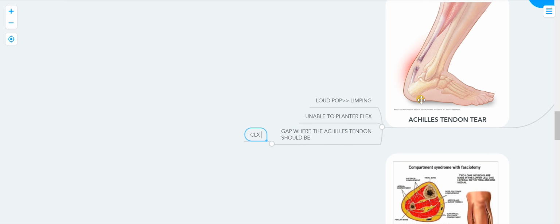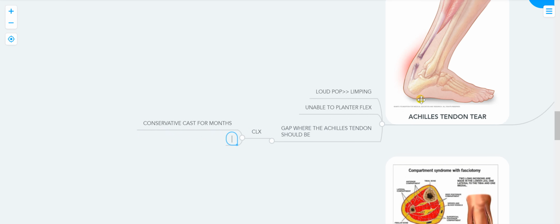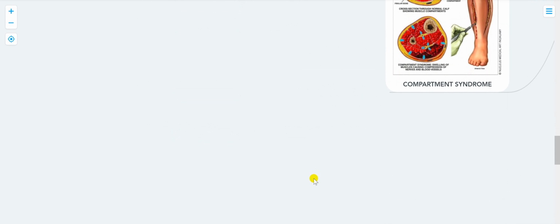Usually clinical. How do you treat them? You can do conservative management, which is casting for months, or you can do surgery, which takes weeks, if you want aggressive management. Okay, so this is basically the Achilles tendon tear.